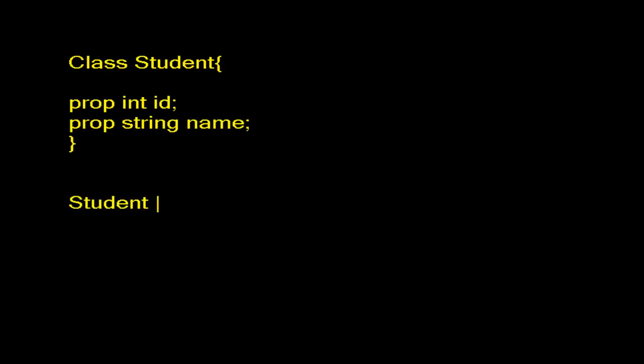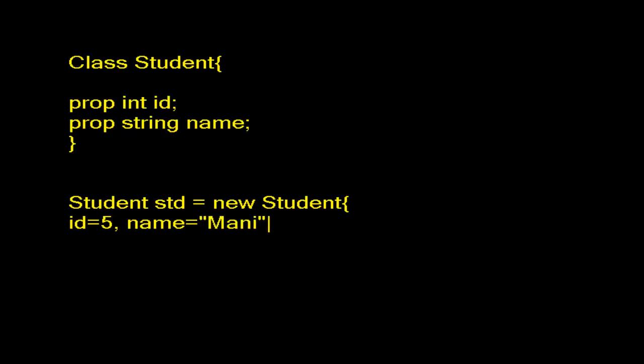And suppose you have a property, so I'm going to just say prop, you know very well, property int id, just to avoid typing everything. This you know very well, property string name. And when you instantiate, you are going to write like this: student std is equal to new. This is what you usually used to do. And here you used to write id equal to 5 and name equal to something. This is a valid one.